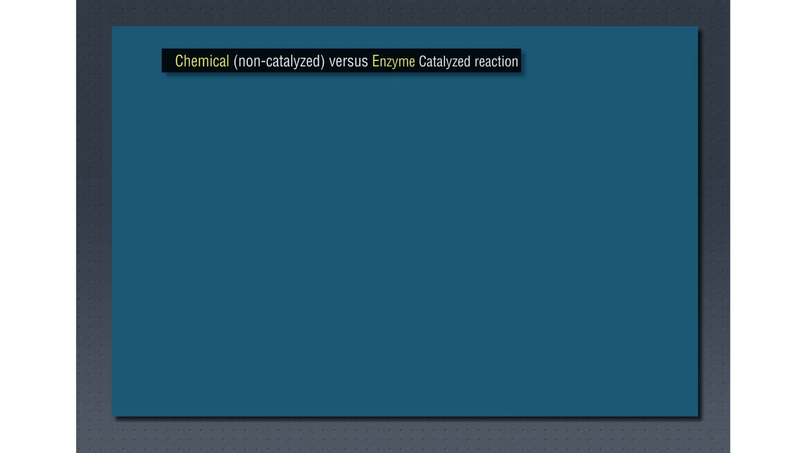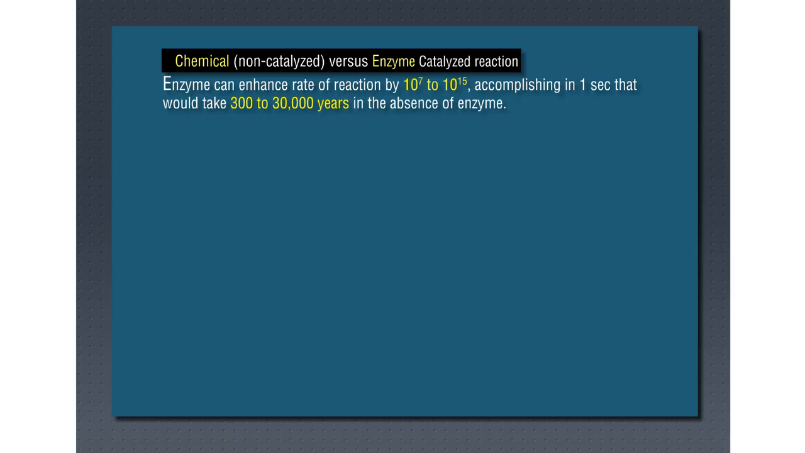Let us compare the rate of a chemical reaction to that of an enzyme-catalyzed reaction. Enzymes can enhance the rate of a reaction by factors of 10^7 to 10^15, accomplishing in 1 second what would otherwise take 300 to 30,000 years in the absence of an enzyme. How do enzymes accomplish this?